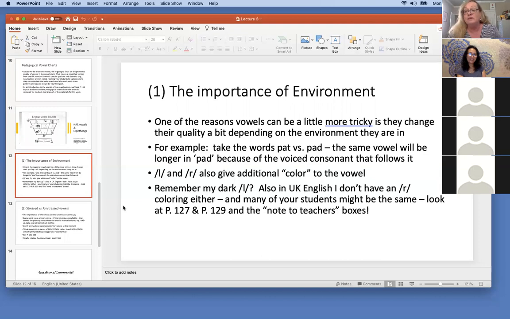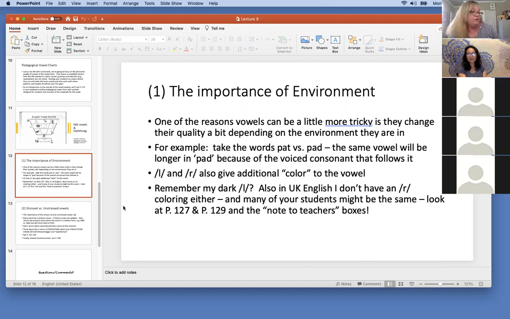It's what we call vocalized. It changes into a kind of vowel sound. Remember, I had the problem with "tall." I say "tall," and so they think I'm saying "two." Also in UK English, as we talked about last week, I don't have the R coloring, so I will say "butta" instead of "butter." So that's potentially a problem, and many of your students will be the same.